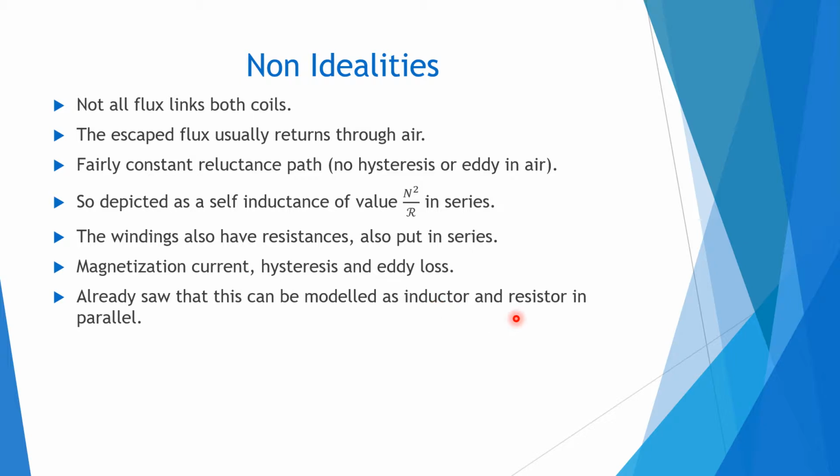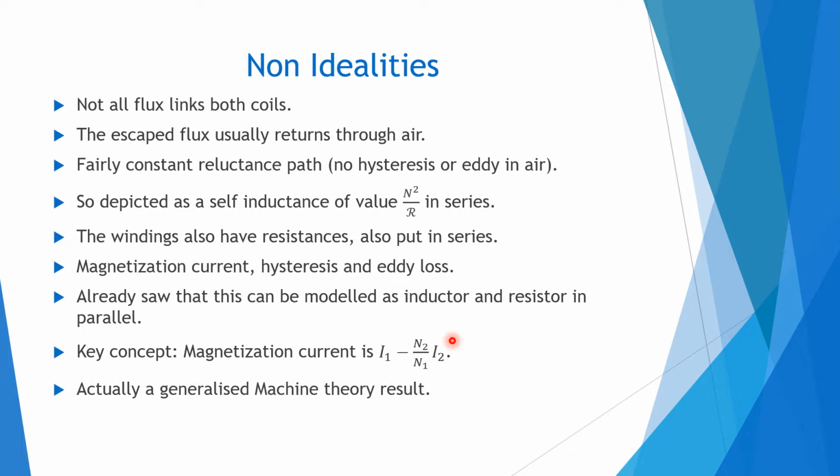But we don't know the magnetization current's value, because there is one current going over here, there is some current going over there. But generalized machine theory proves that the magnetization current has this value over the primary side. If we shift this to the secondary side, it will become N1 over N2 times I1 minus I2, and you can see that this is then symmetric, right? So that's why the magnetization current at the side of the winding you're talking about is this. This is actually a generalized machine theory result.